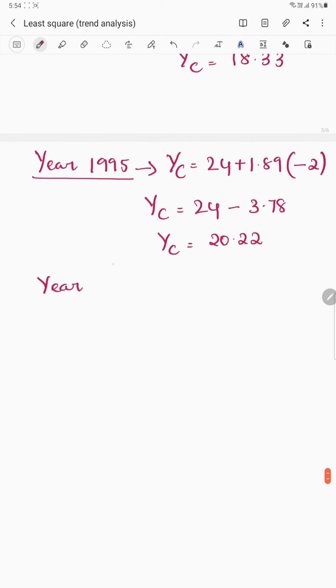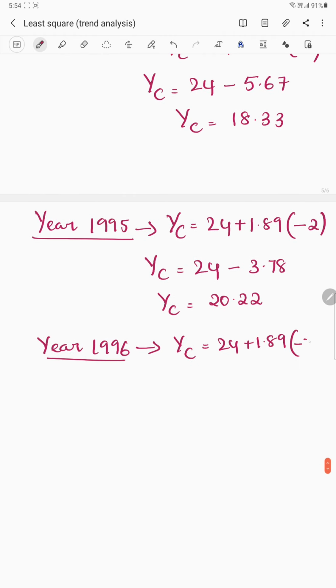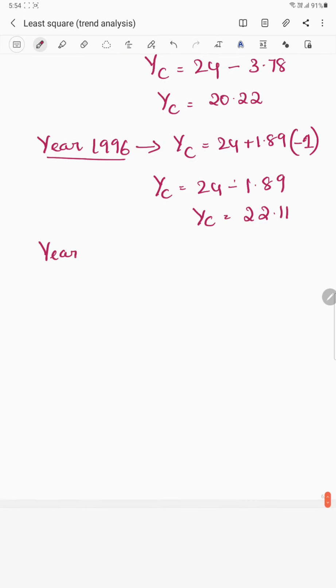Okay, then again for the year 1996, yc is equal to 24 plus 1.89 into minus 1. So yc is equal to 24 plus into minus, minus 1.89. So yc is equal to 22.11. Okay, so 1996 also is done. Similarly, you have to do for all the years.